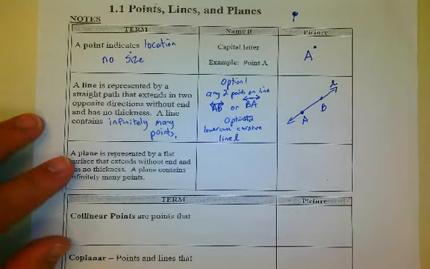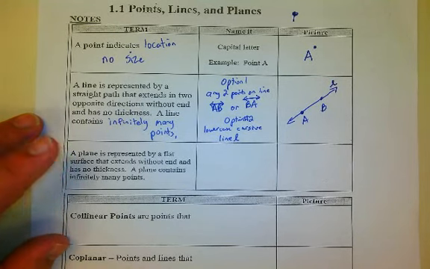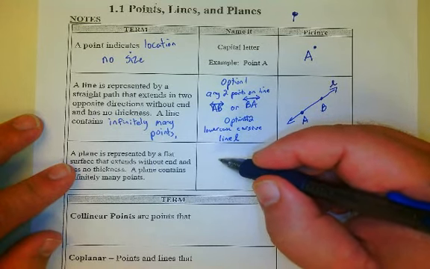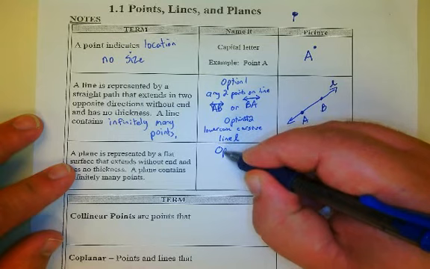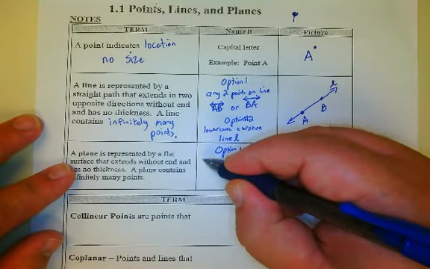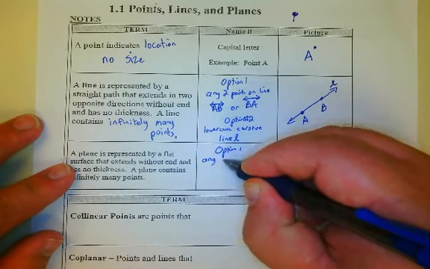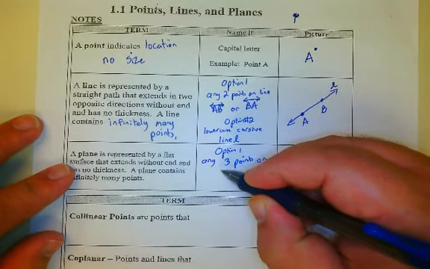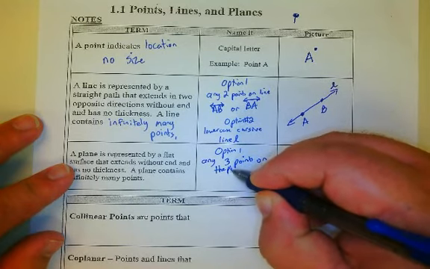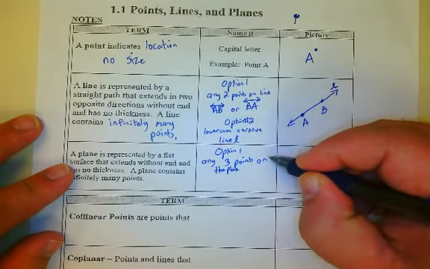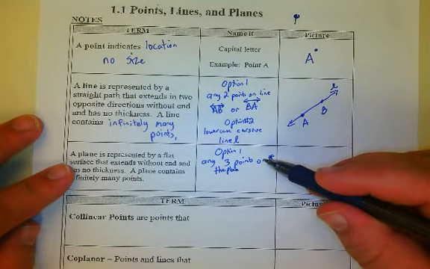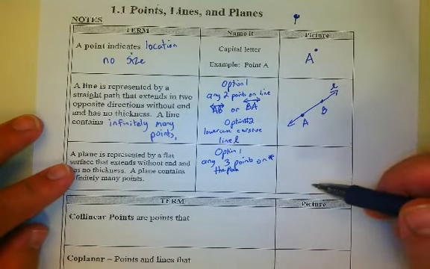All right, a plane is represented by a flat surface that extends without end and has no thickness. A plane contains infinitely many points. So on a plane, the way you name it, there's 2 ways. Option 1, you'd have to name any 3 points on the plane. Now here's the deal though. There should be a little star by that, and we'll talk about that here in a little bit. While yes, that works, and yes, that's true, there's a little catch to it.